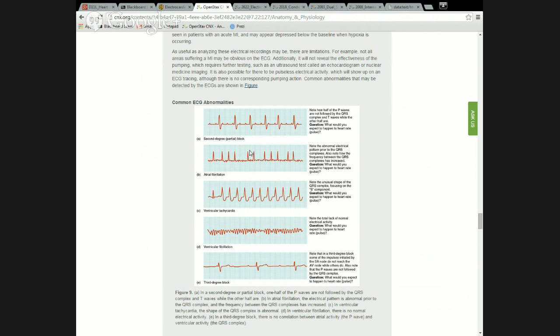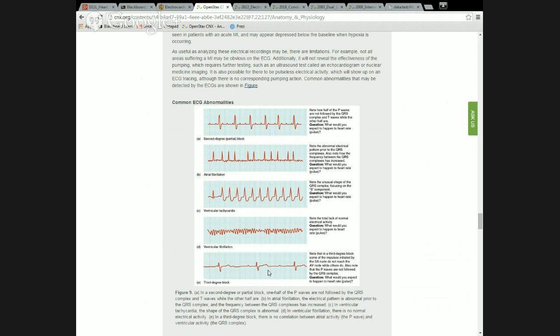Let me jump down to the bottom. Down here, they have another type of blockage called third-degree block. But what's happening here is that the P waves aren't being at all successful in causing QRS complexes. We see QRS complexes, but if we look at them, there's not a P wave right before each one.